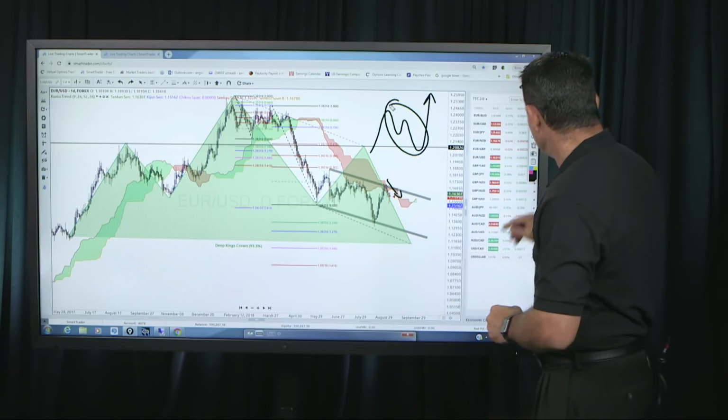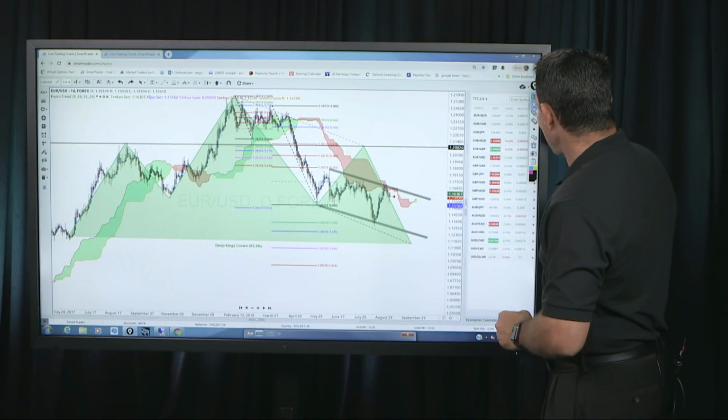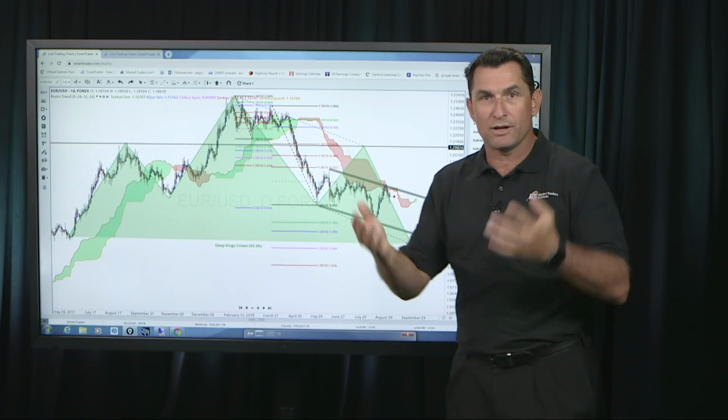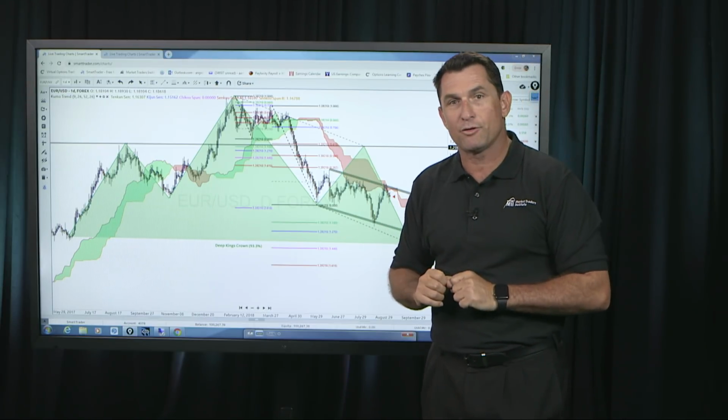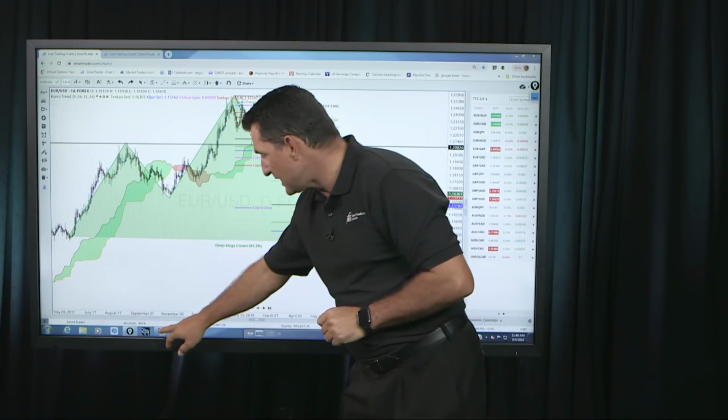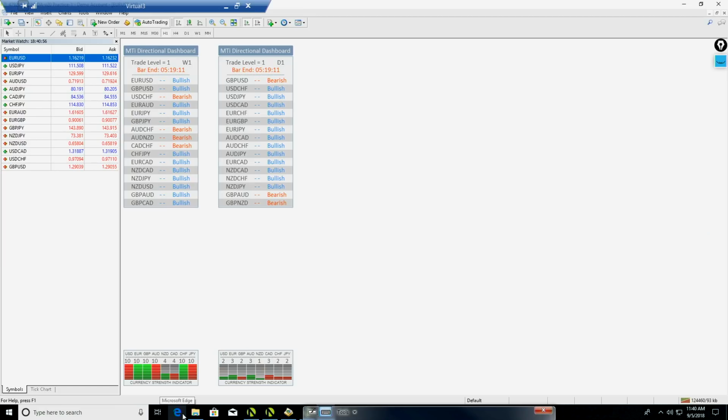Now check this out. When we looked at the dashboard, what was very important and a great eye-opener for us is how the dashboard identified that we are in an overbought and oversold condition on a particular currency pair.